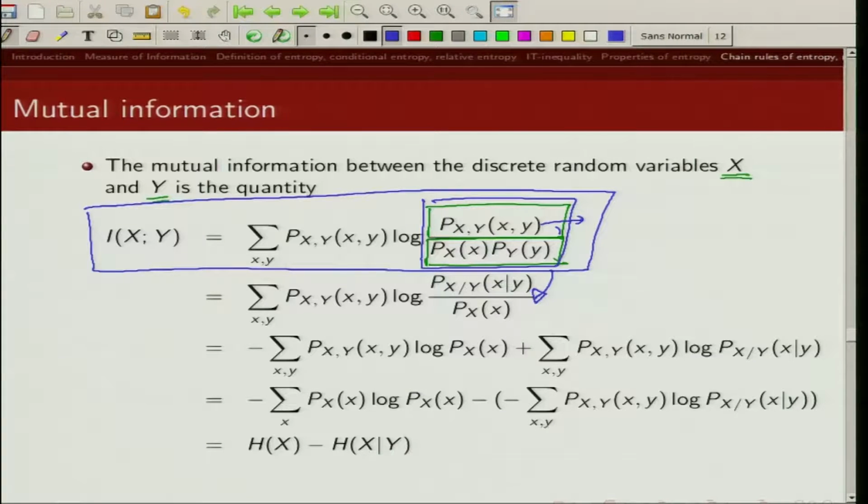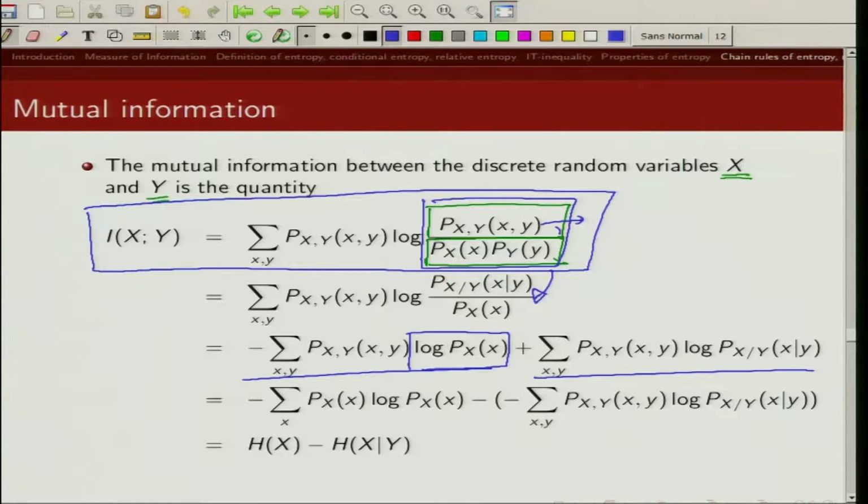Okay. Now log of a by b can be written as log of a minus log of b. So then we can write this as summation p of pxy log of 1 by px, that is this term, and then summation over pxy log of x given y, that is this term. Okay. Now what is this term? Summation, now does this term depend on y? No.